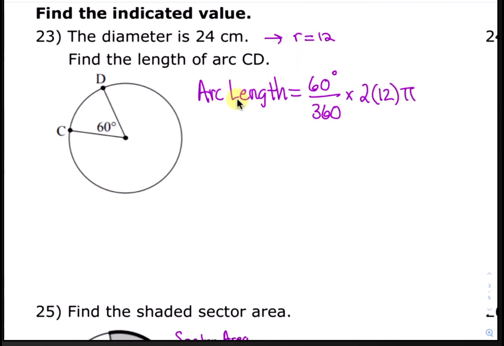We use the arc length formula. The arc length is the degree measure of 60 divided by 360 times 2 times the radius of 12 times pi. Multiplying the 2 times the 12 times the 60 and then dividing by 360, we get the 4, so it's 4 pi centimeters. And then if we include the pi in the calculation, it's 12.57 centimeters. That would be the arc length of CD.